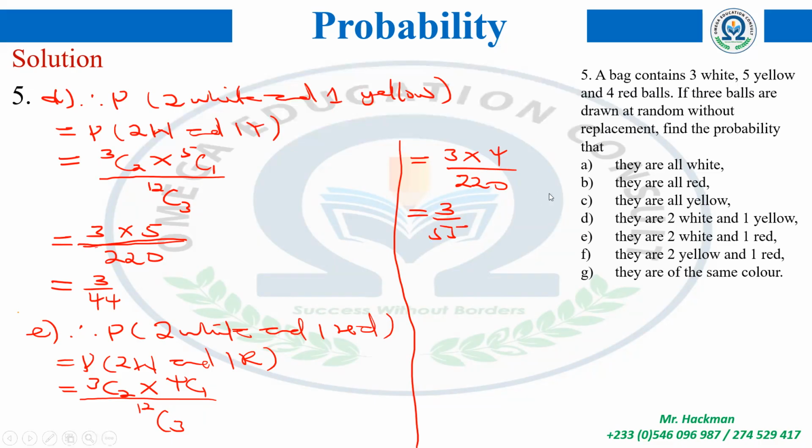So with the F, it's the same way. We are going to have 2 yellow and 1 red. So we select the 2 yellow from the number of yellow, so it will be 5 combination 2, times 1 red. You select the 1 from a total of 4 red, so it will be 4 combination 1, all over your 3 that you are selecting from a total of 12. So 12 combination 3.